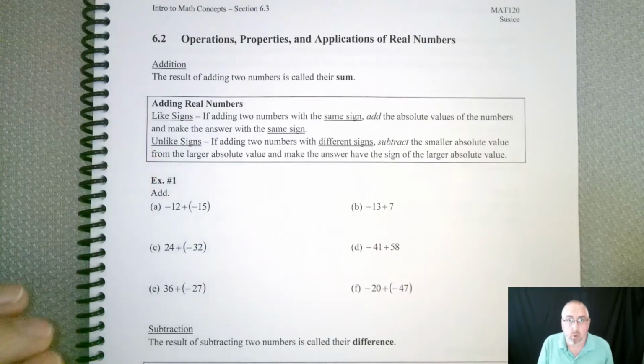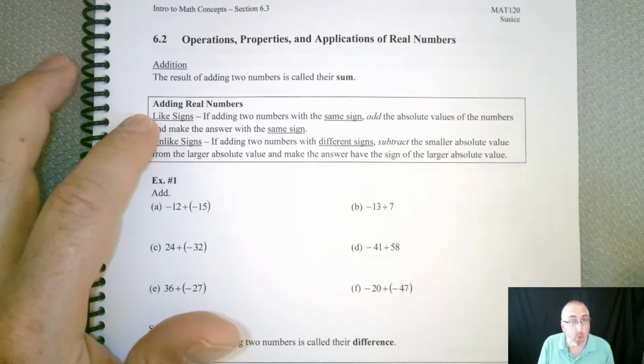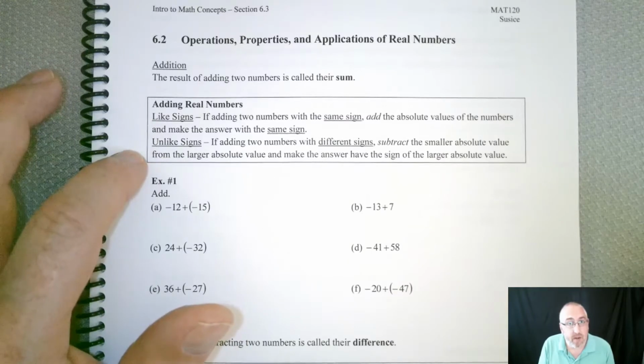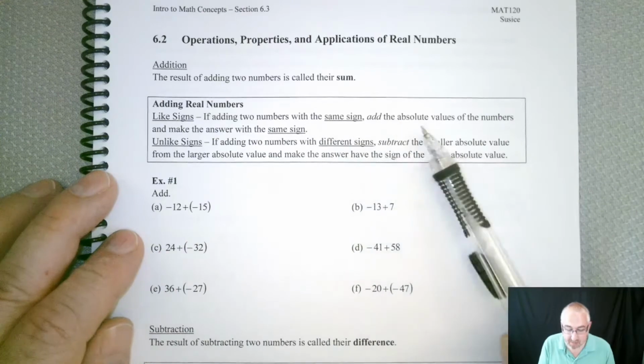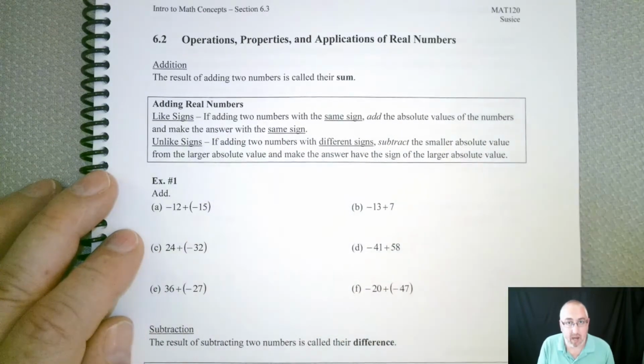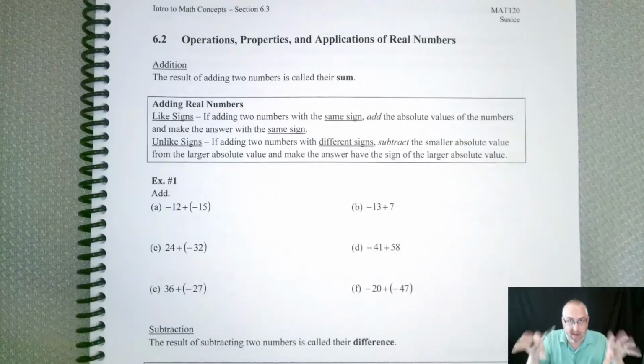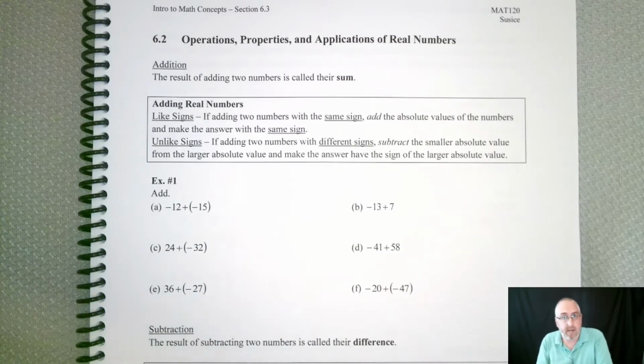Now, there's two rules that encompass adding integers or adding any kinds of real numbers actually. Either they have signs that are the same, or they're like, or they have signs that are different, or they're unlike. So if we're adding two numbers with the same sign, add the absolute values of the numbers and make the answer with the same sign. So you're going to first say, okay, I have an addition problem. Both the numbers have the same sign. So I really just forget about the signs for a second, add the numbers together, and then I put whatever the sign was on those original numbers onto my answer. We're going to see that in action in a second, so bear with me.